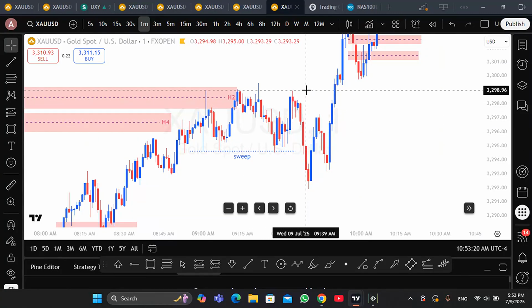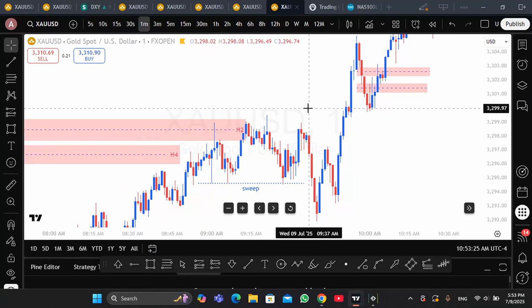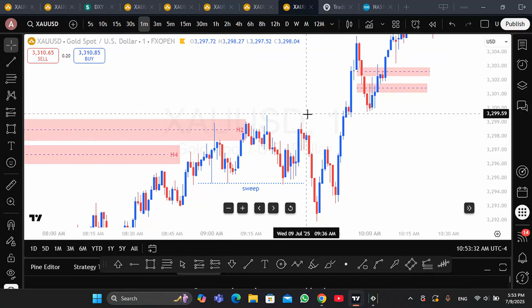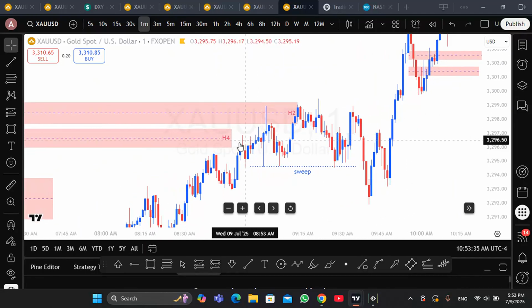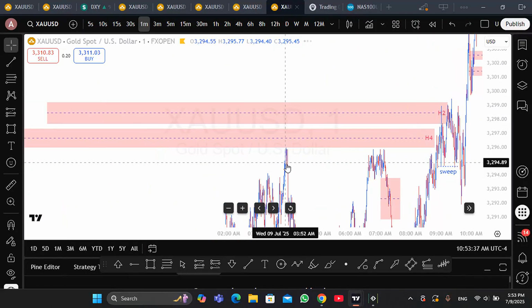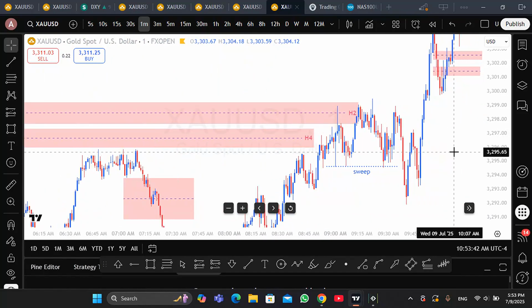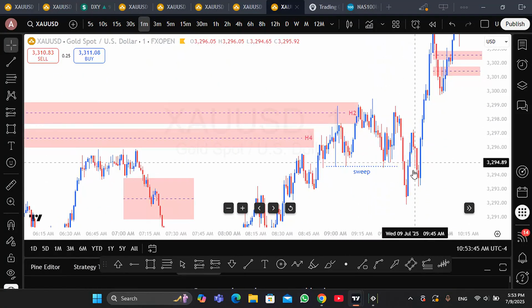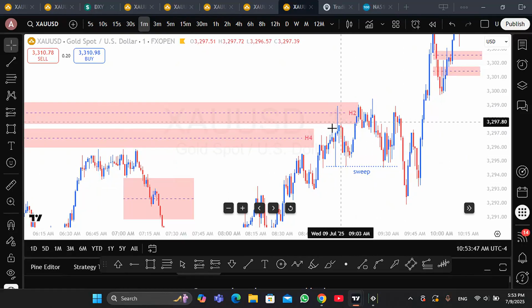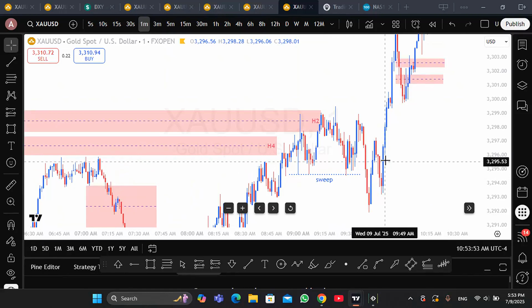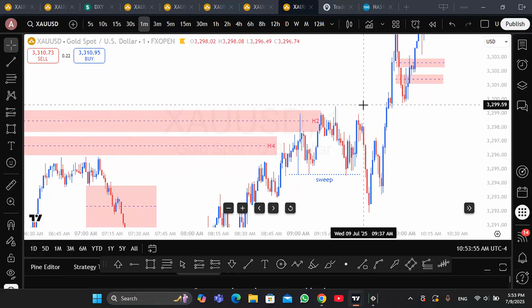But I put my stop loss at 3,300 in this area. But the price didn't respect these bearish fair value gaps. This retracement, or pullback, is due to the effect of these H4 and H2 fair value gaps, and the price pushed upward rapidly and hit my stop loss.